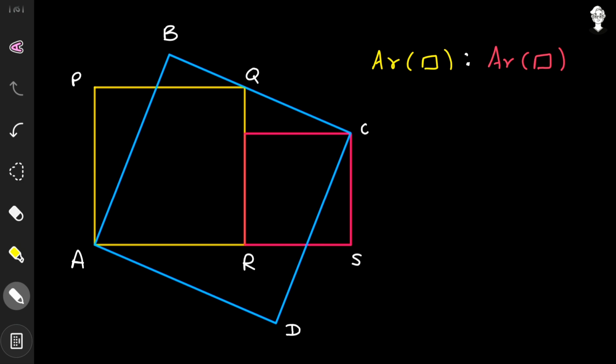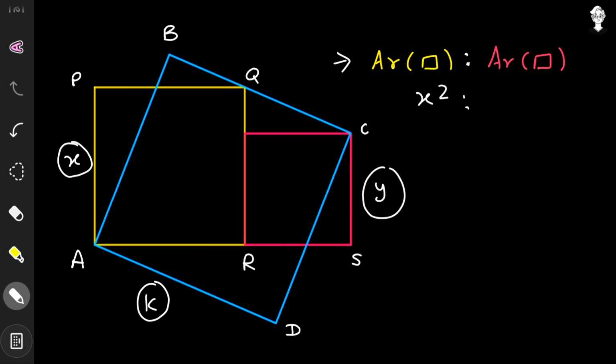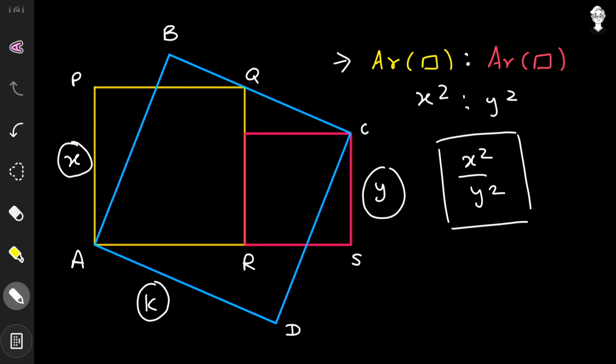So let the side length of the biggest square, that is the blue square, be equal to k. The side length of the yellow square be equal to x, and the side length of the red square be equal to y. Now the required ratio that we have to find is the area of the yellow square to the area of the red square. Side length of the yellow square is x, therefore the area of the yellow square is x square, and as the side length of the red square is y, the area of the red square would be y square. So the required ratio is ultimately x square upon y square. So now our goal is to find the value of x square upon y square in this particular solution. So let us see that.